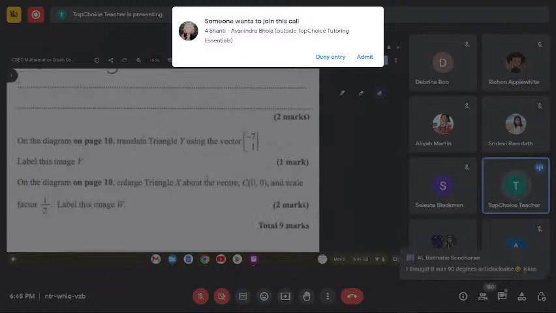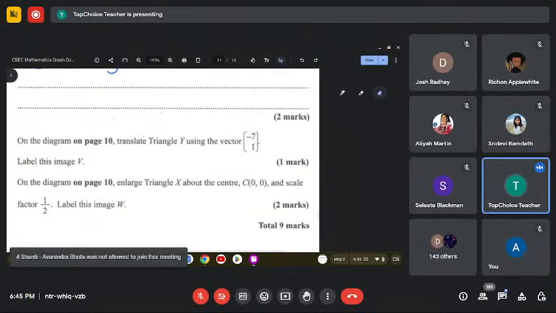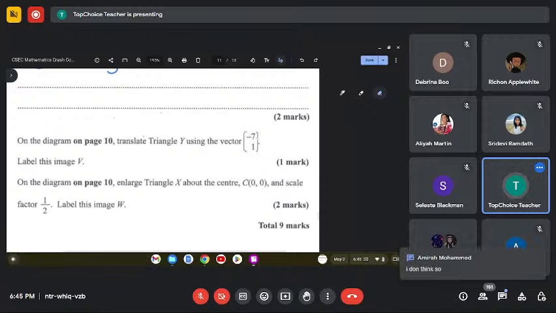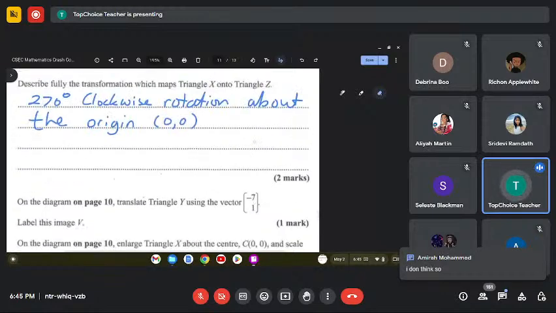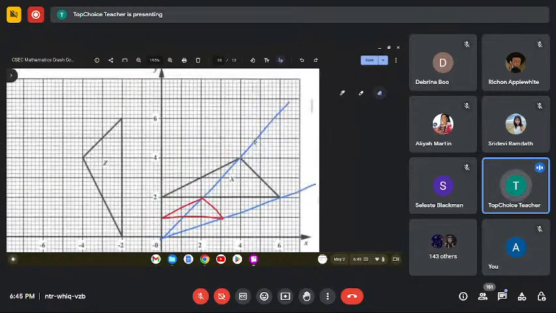On the same diagram we just saw, they want us to do a translation. Translate triangle Y using something called a vector. Now, we didn't talk about vectors yet, so don't get me started on vectors, but let's look at what this vector is soon. I want you all to remember it's -7, 1, because by the time I scroll up, I'm going to forget this. So please remember the vector for me, okay? I'm going to write it down somewhere here so that I will have it.